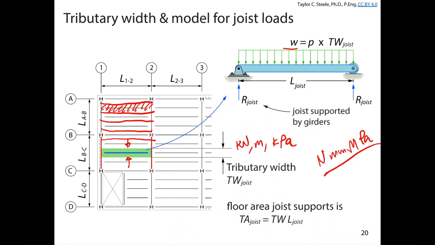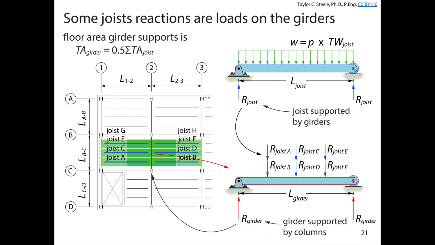So what's important for our joist here is we need to know what the reactions are. We'll see why that's important in a minute. We need to know what the shear and bending moment diagrams are like, for example. If we start looking at the next piece of the puzzle, some of those joists are supported by the columns, but some of them are supported by the perpendicular beams, which are the girders.